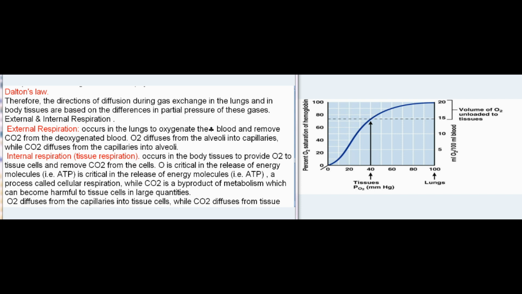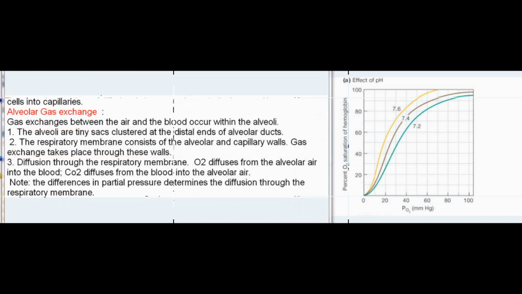O2 is critical in the release of energy molecules, i.e. ATP, a process called cellular respiration, while CO2 is a byproduct of metabolism which can become harmful to tissue cells in large quantities. O2 diffuses from the capillaries into tissue cells, while CO2 diffuses from tissue cells into capillaries.